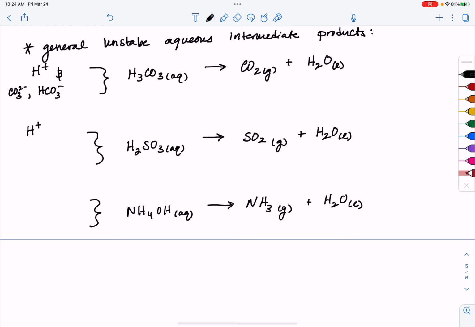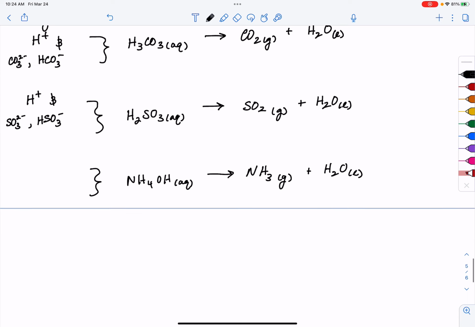Same deal with the sulfurous acid. That can be H+ and our sulfite ion, our bisulfite ion, and then the ammonium hydroxide, this is H+. Well, no, okay. It's anything containing OH- plus the ammonium ion.